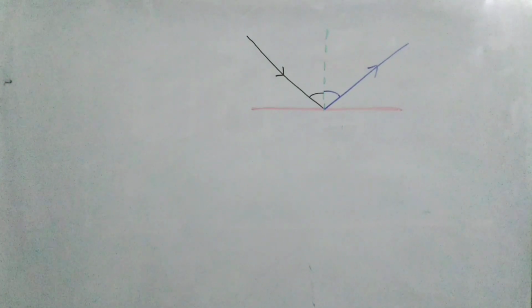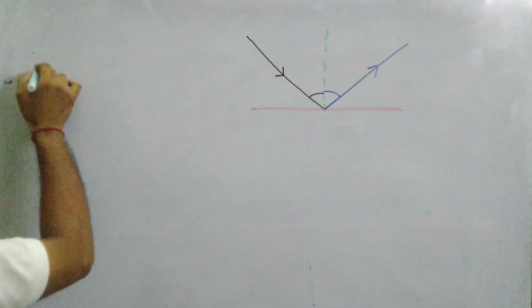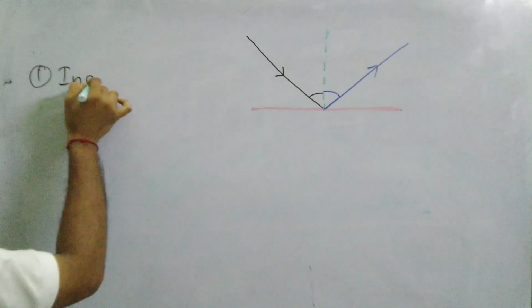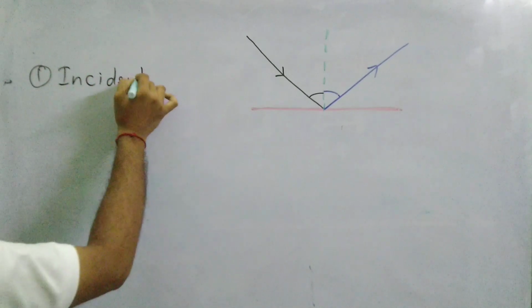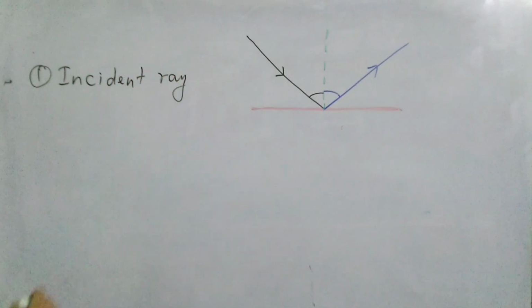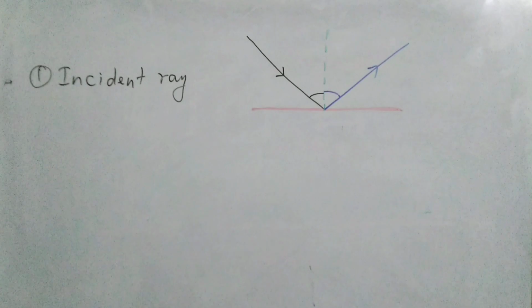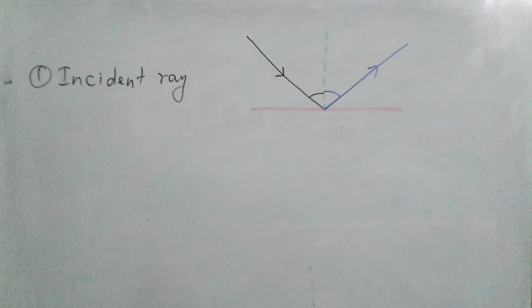So first of all, we are going to discuss the incident ray. So what is the incident ray? The first term that comes to our mind is the incident ray. You can very easily define the incident ray as the ray of light that is coming and is falling on the reflecting surface.